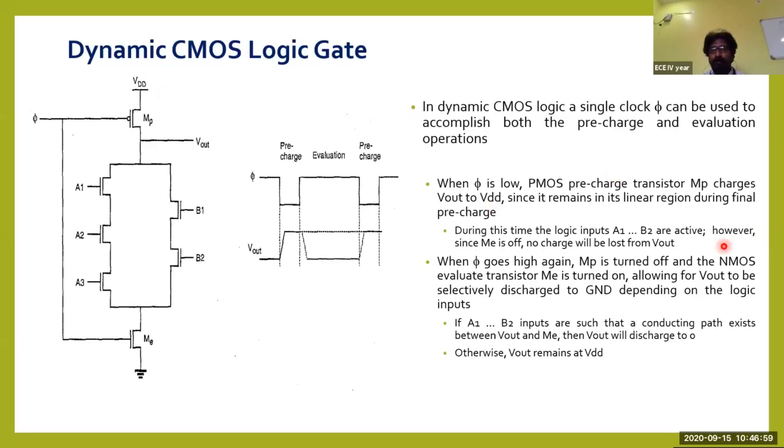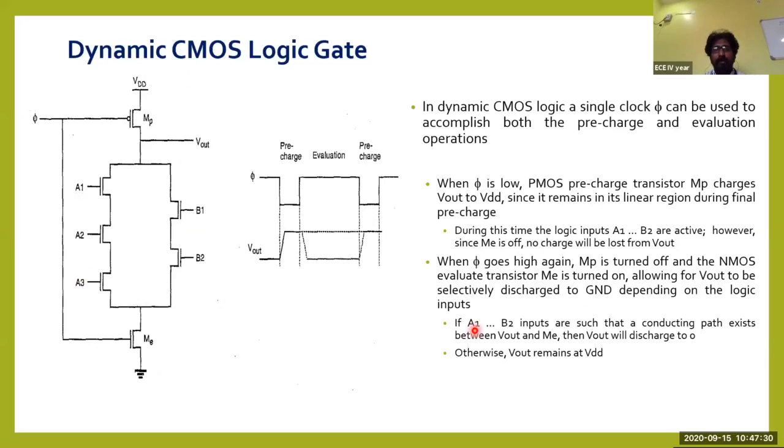So next one, whenever phi is equal to high, the PMOS is turned off and the NMOS evaluate transistor will be turned on. If this is turned on, depending upon the on state of these transistors, the output will be discharged through the ground. That is the meaning of selective discharging. The selective discharging takes place, allowing the output to be selectively discharged to the ground depending upon the logical inputs. Logical inputs means these A1, A2, A3 gate inputs.